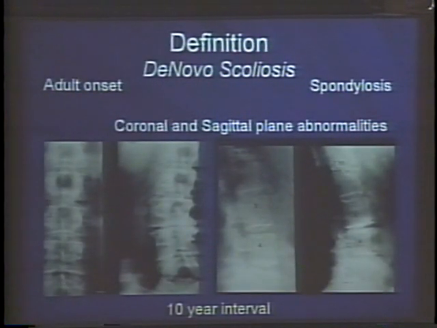So the definition of de novo scoliosis is the adult onset of deformity with generalized spondylosis in the lumbar spine. And this has both coronal and sagittal plane abnormalities, and we see the progression over 10 years from a relatively normal spine to a significantly deformed spine.